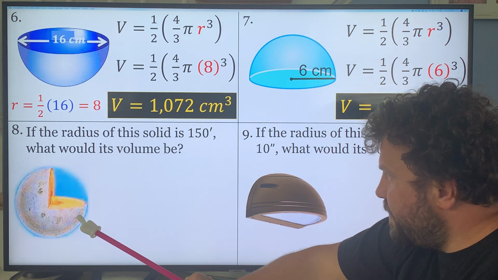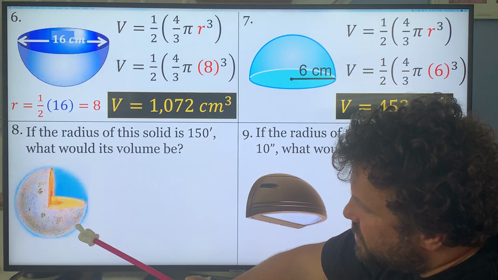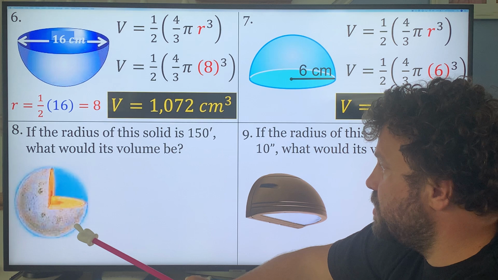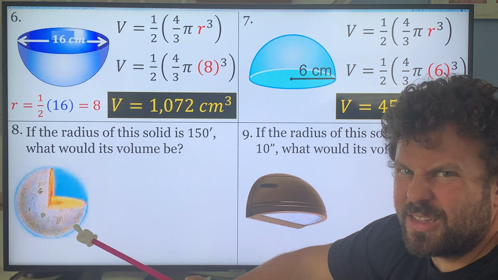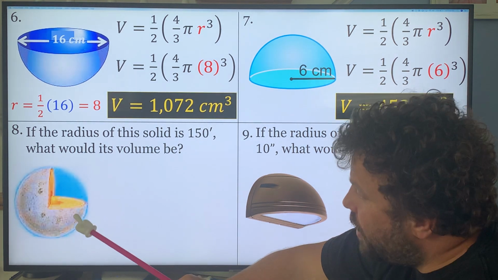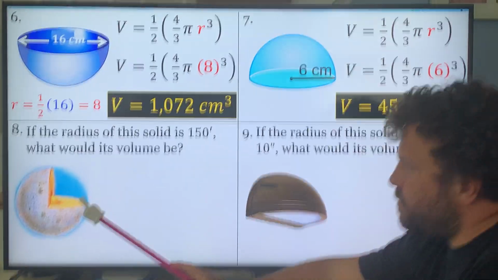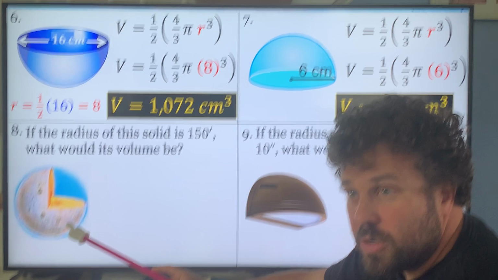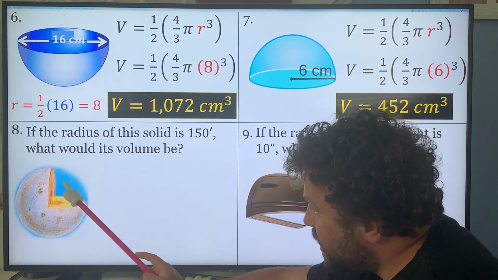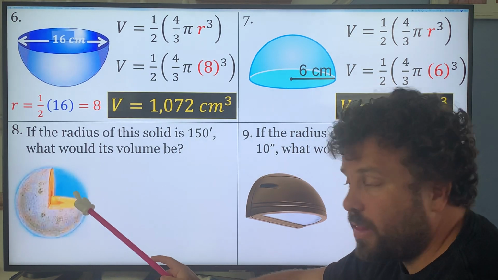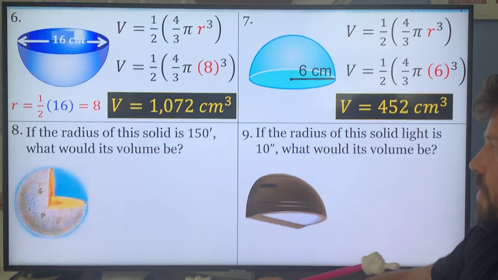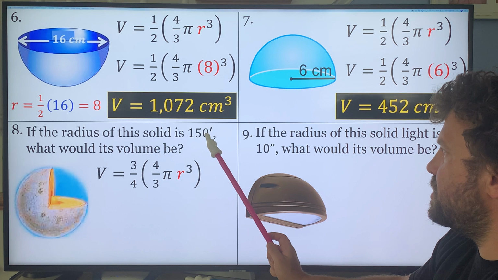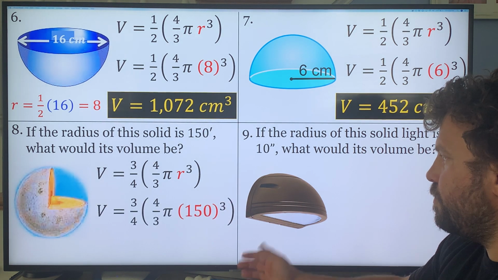All right, the radius of this solid, this looks like a chunk of spherical cheese that someone took a little piece out of. Right? That's what it looks like to you? I don't know. So how much is this? Well, let's look. 1, 2, 3, 4 pieces. Let's go back to 3rd grade. One of them's gone, so I have 1, 2, 3 out of the 4 left, so I have 3/4 of a sphere. So 3/4 of 4/3 pi r cubed. It says the radius is 150.